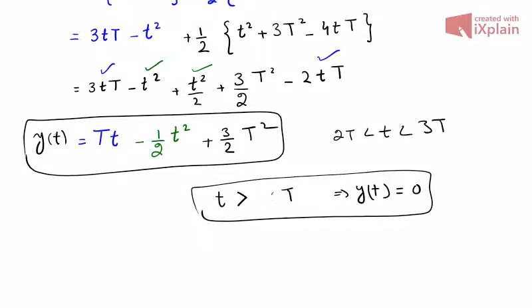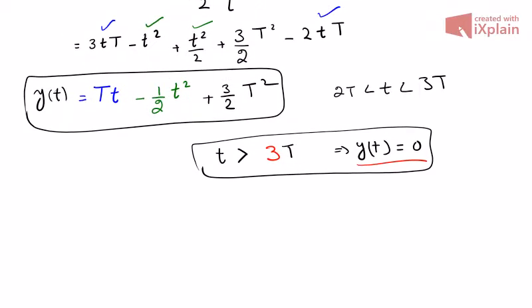Should be, because for 2T we already found, so make this correction. For t greater than 3T, okay, then there would be no overlap. There is no overlap for t greater than 3T, and your y of t becomes 0. You can plot this also. You just to summarize all these results.